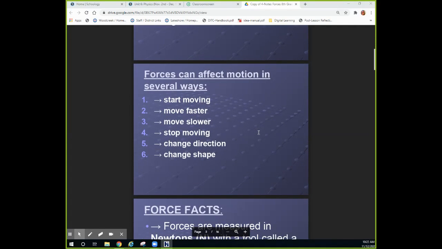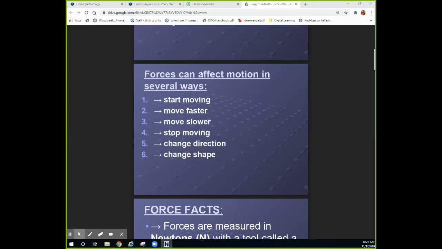Forces affect motion in several ways. Forces are how we initiate movement, how we get something to move. If you need to move a desk or you want to rearrange your room, you have to apply force to the furniture to get it to move to where you need it to be. If you want to move faster, you'll apply force. If you want something to move slower, you'll decrease the amount of force. If you want something to stop moving, you have to apply a force.